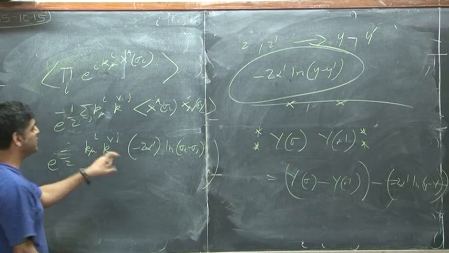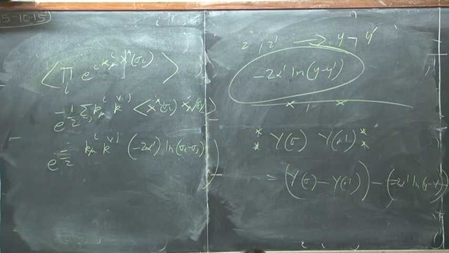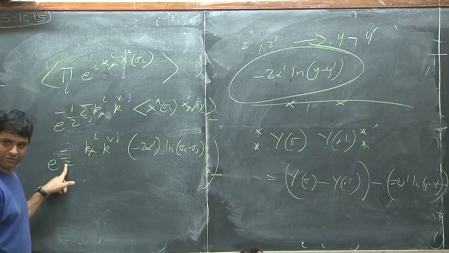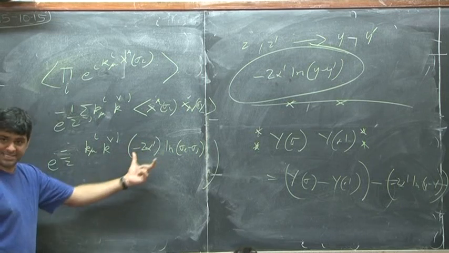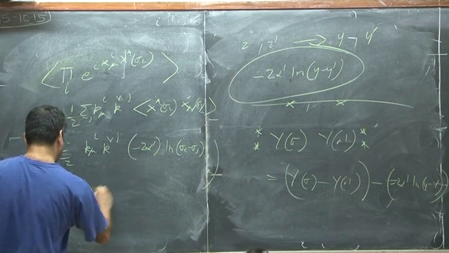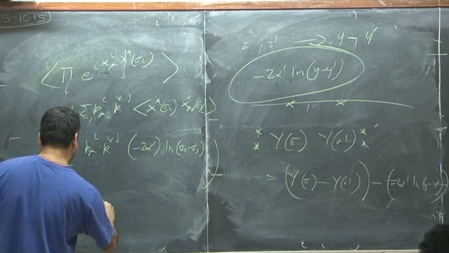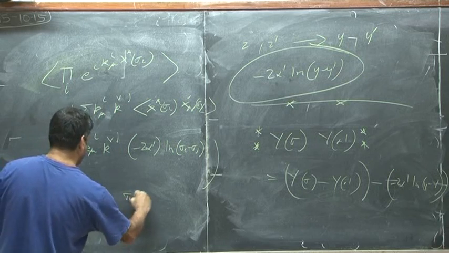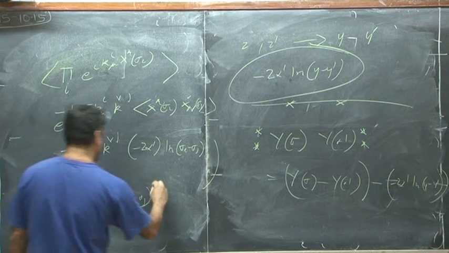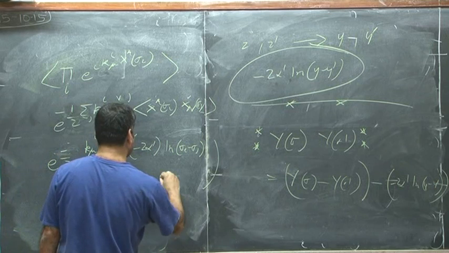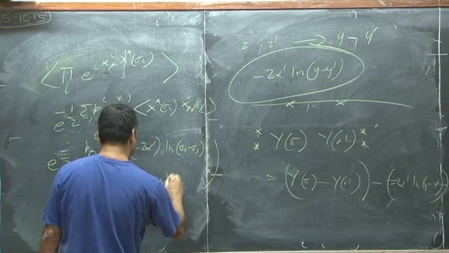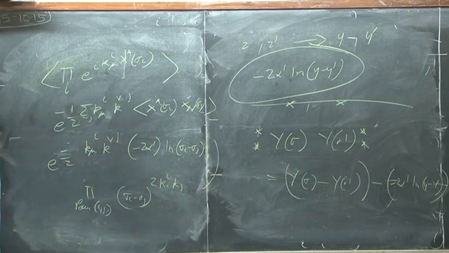Okay, so I got this. And now once again I ignore the self-contractions. Same logic. So this factor of half goes away when I sum over pairs. So this becomes the product over pairs of sigma i minus sigma j to the power 2 alpha prime k_i dot k_j.